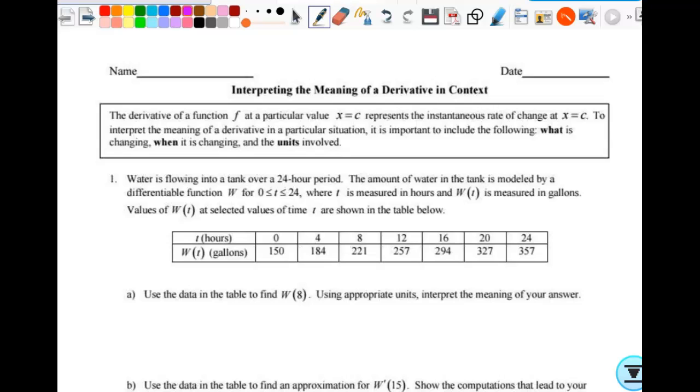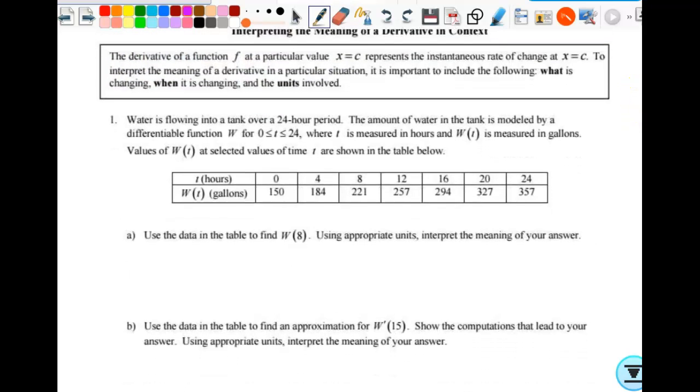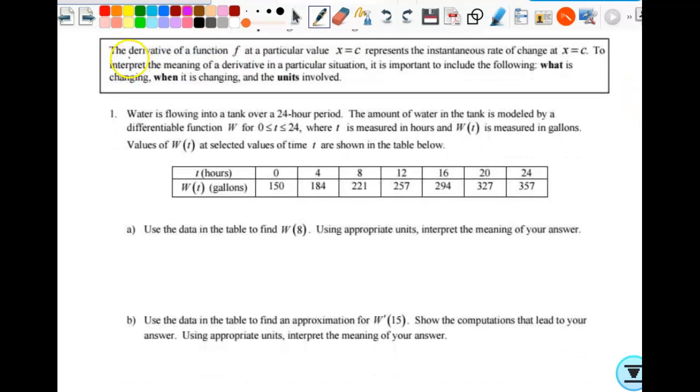So we know some things already, right? We know that the derivative of a function, f, at a particular value represents the instantaneous rate of change at x equals c, right? That's what the derivative is telling us. To interpret the meaning of the derivative in a particular situation, it's important to include the following. What is changing? When is it changing? And the units that are involved. Okay?